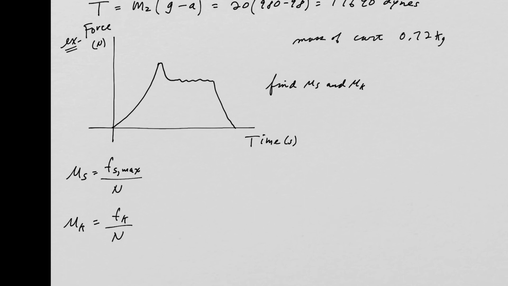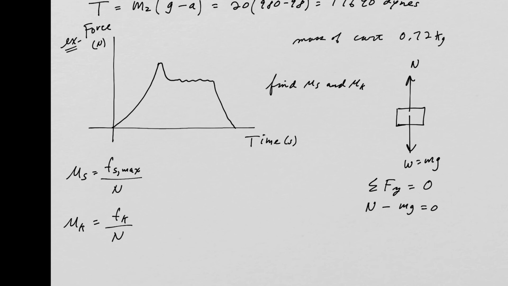So how do I find the normal force? Well, in the vertical direction, I only have two forces acting on the cart: the weight acting down, which is mg, and the normal force acting up. If you apply Newton's second law in the y direction, it's equal to may, which is 0 in this case. So the normal force minus the weight is equal to 0. Because it's on a flat surface, the normal force is just equal to the weight. We know the mass, 0.72, and g, 9.8. If you work it out, it's 7.056 newtons.